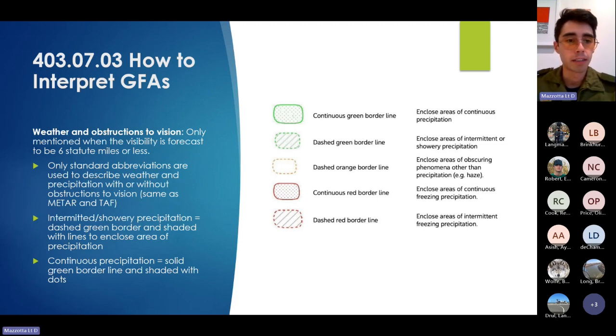Okay, also on GFAs, they're going to talk about different weather and obstructions to the vision. And this is only going to be mentioned when the visibility in the forecast is going to be 6 statute miles or less. The standard abbreviations are used to describe weather and precip with or without obstruction, which is going to be the same as a METAR and TAF. Intermittent and showery precipitation is going to be a dash green border and shaded with lines to enclose the area of precipitation. Like you can see in the picture beside there what it would look like, and then we'll go look for it on a GFA shortly.